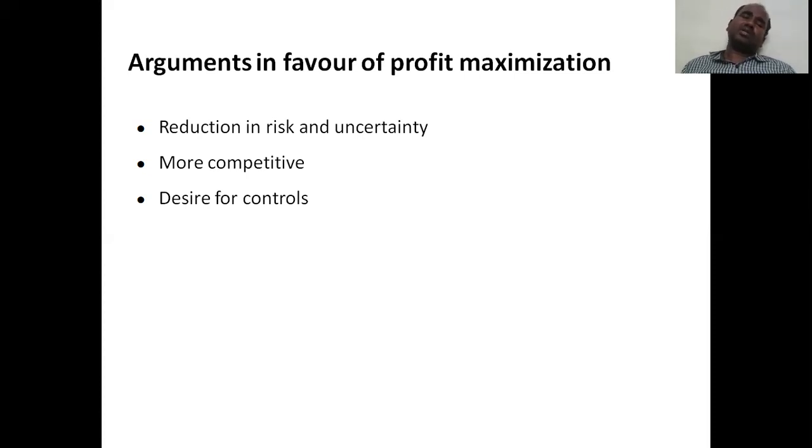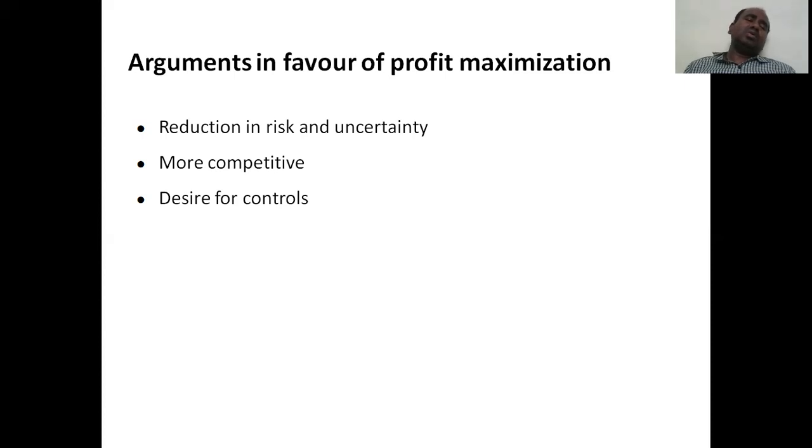Then the next argument in favor of profit maximization is desire for control. Here the company can have control over its resources as well as its operations when it has sufficient profit, or is in a good profit maximizing position. It means it can allocate the resources properly whenever it wants. It can change according to its desires and wishes. The company may change the resources, extend the resources, or assign tasks, and change the plans and policies also.